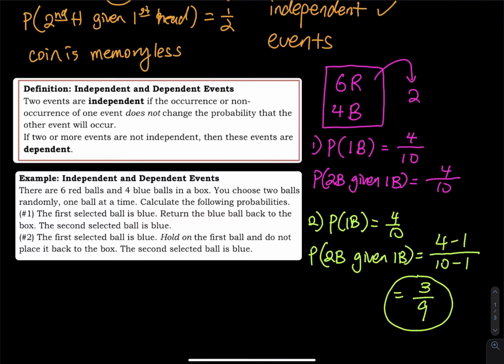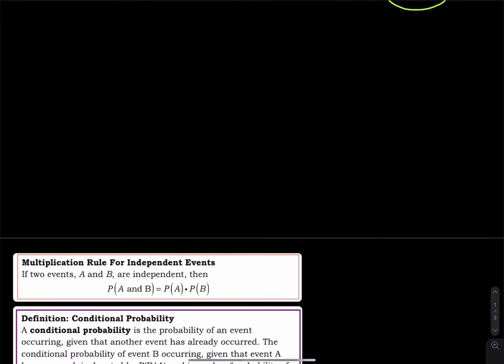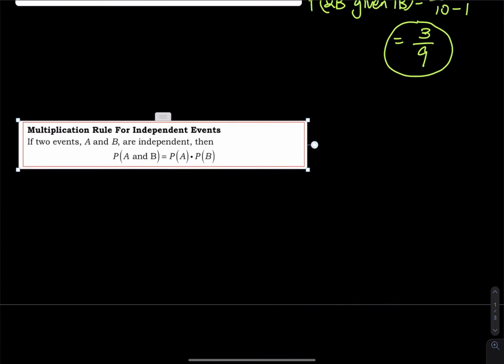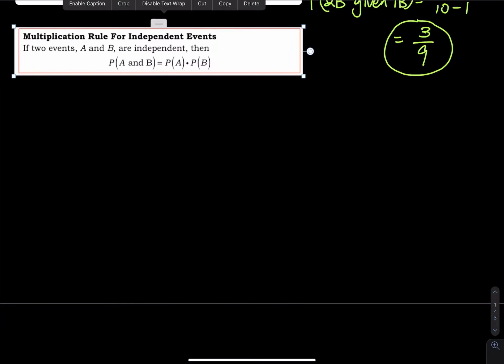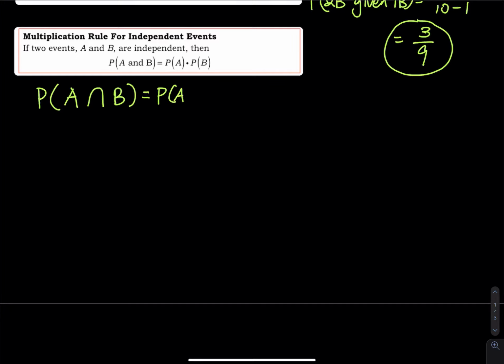All right. So the next page, we have some probability rules. So let's just bring this up. The multiplication rule for independent events: if two events A and B are independent, then the probability of A and B equals the probability of A times the probability of B. In some textbooks, instead of writing A and B, they write A intersect B, like an upside down U. That equals P(A) times P(B). This symbol means intersection.